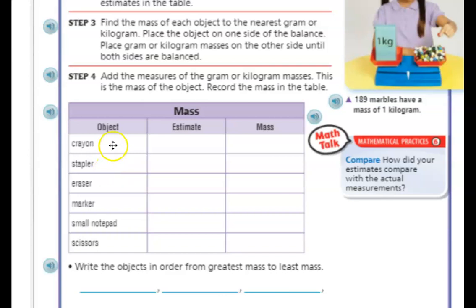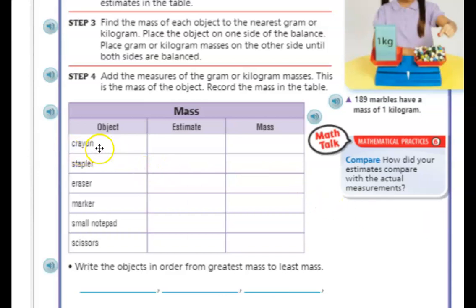Remember, if you have to use any muscle, you are going to do kilogram. If you use no muscle and it is very, very light, we're going to say gram. Okay? So we're just going to estimate because we don't have any of this that we can actually do together.